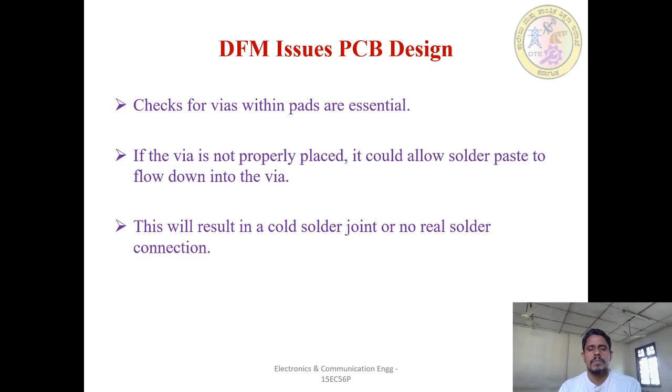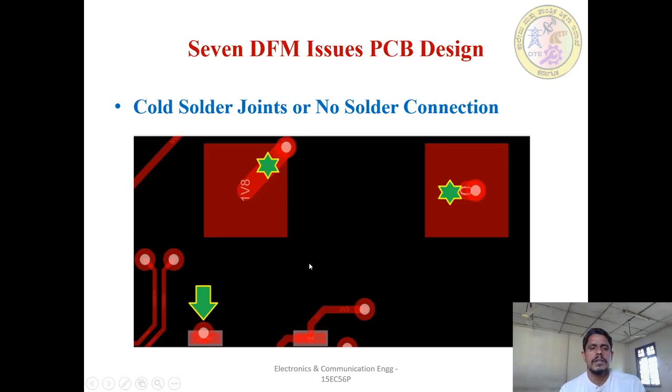While soldering the component, the via will be damaged, the solder will come out of the PCB, and then the connection will be lost. This will result in a cold solder joint or no real solder connection. This is not a real connection. This is the cold solder joint.